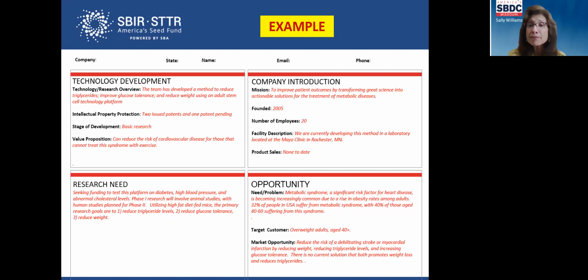So as you can see, it's very brief, it's very succinct, and very to the point, and that's what they want, okay? If you submit an SBIR proposal, you will have pages and pages and pages in which to explain in detail your technology and your market opportunity, okay?